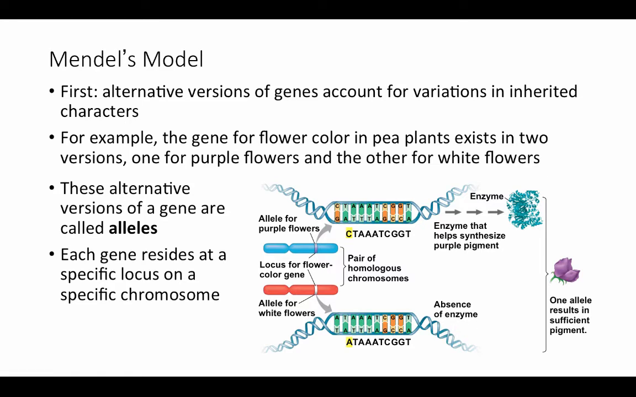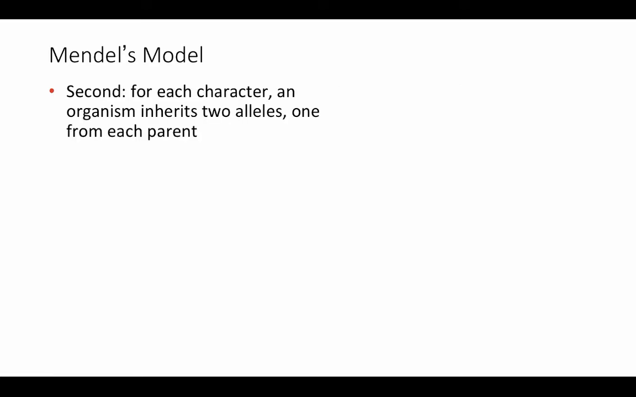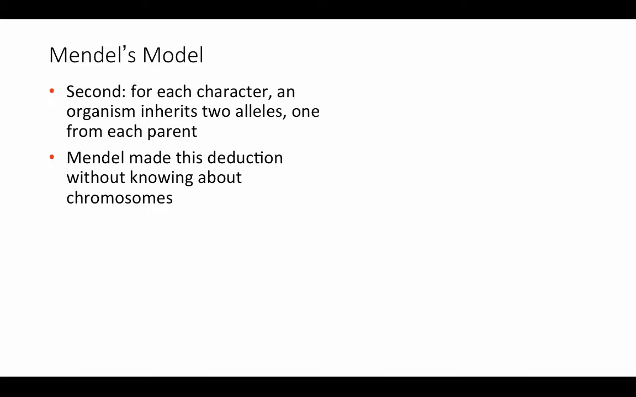In the case of dominant traits, 1 allele results in enough of the protein product from that gene to produce the full purple color. So 1 allele results in enough pigment to make that flower indistinguishable from a flower from a plant that has 2 copies of this functional gene. The second component of this model is that for each character, an organism inherits 2 alleles, 1 from each parent. So Mendel made this deduction without knowing anything about chromosomes. Chromosomes had not yet been discovered, but what makes the math work out is having 2 alleles and having 1 of them come from each parent.